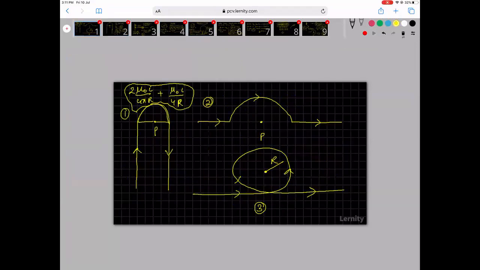So this is done for this. For this, there is no magnetic field, and for this, no magnetic field. Why? Because the point exists on the line extension. So it is like a half circle, so mu naught I by 4 times the radius.